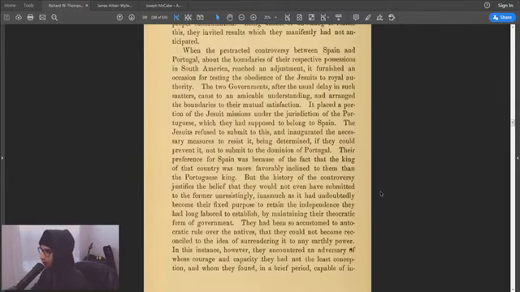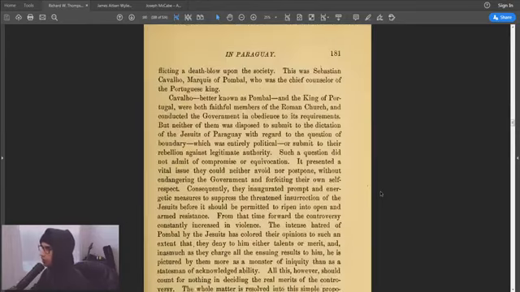In this instance, however, they encountered an adversary of whose courage and capacity they had not the least conception, and whom they found in a brief period capable of inflicting a death blow upon the society. This was Sebastian Cavallo, Marquis of Pombal, who was the chief counselor of the Portuguese king.